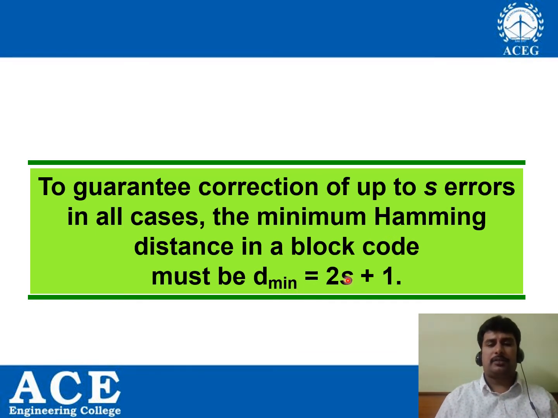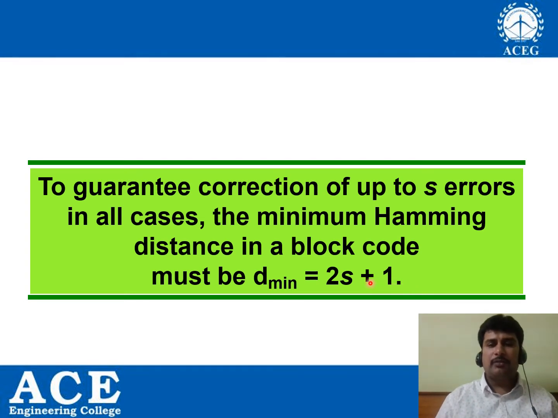Similarly, there is a relation between minimum Hamming distance and error correction. What is that? If s number of bits are to be corrected, the minimum Hamming distance required is d minimum equal to 2s plus 1. Means if I want to correct one bit of error, if s equal to 1, the minimum Hamming distance required is 2 into 1 plus 1 equal to 3. So for one bit of error detection, minimum Hamming distance required is 2. For one bit of error correction, the minimum Hamming distance required within the code words is 3.